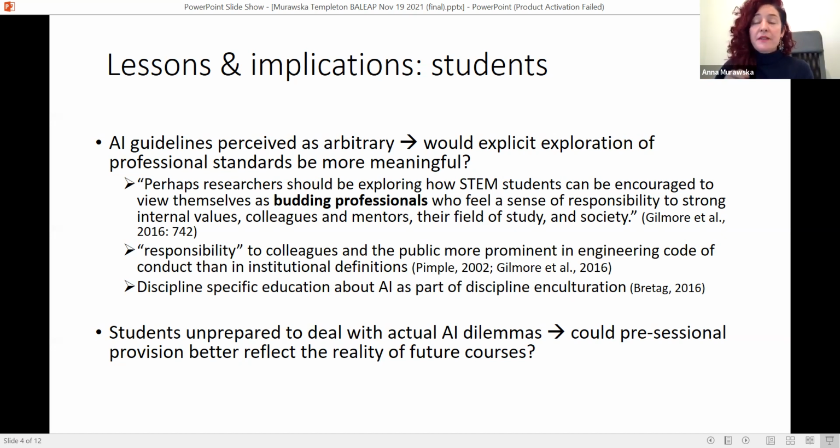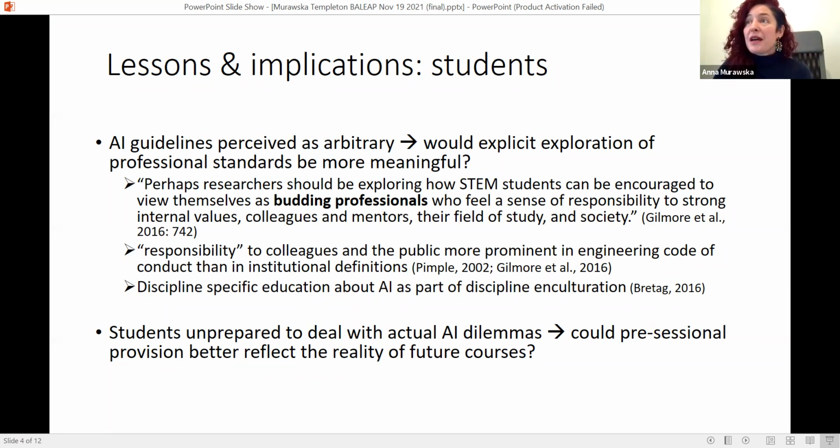Another example here is the notion of responsibility towards colleagues or the public that is very often mentioned in different engineering codes of conduct, but we are not really exploiting it in institutional or academic conceptualization of academic integrity. And then speaking more broadly, there is a school of thought that proposes that academic integrity needs to be discipline specific and taught as part of the disciplinary enculturation process. Because, as we can all imagine, malpractice looks different in music and in philosophy.